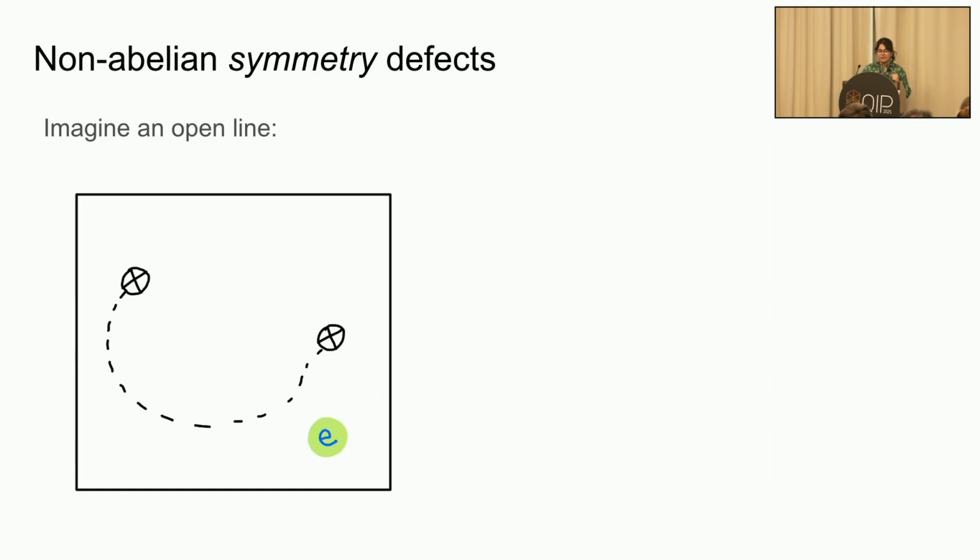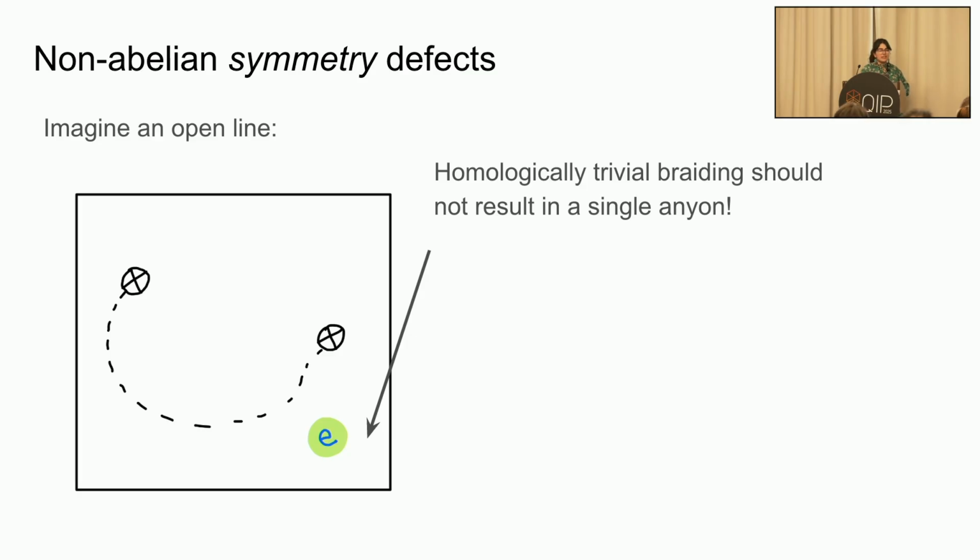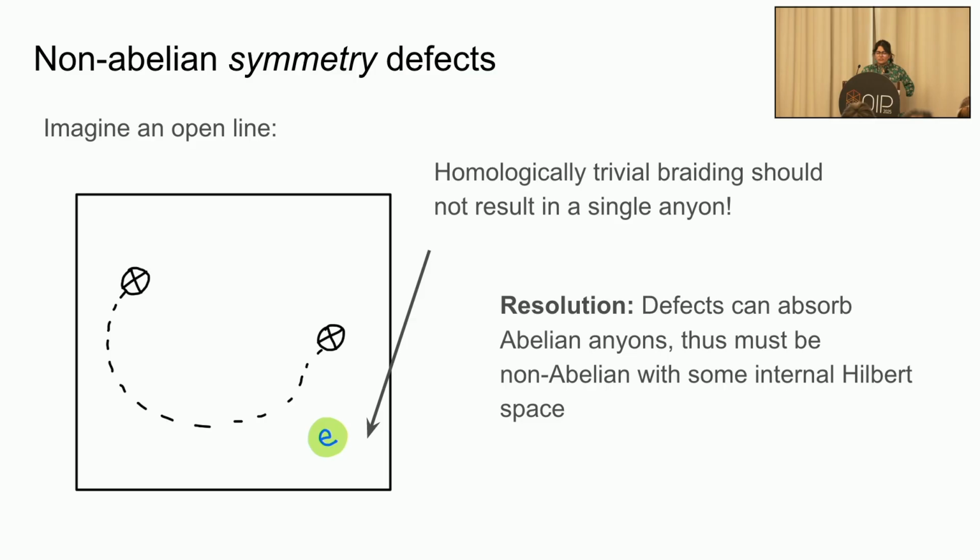So I am left with a single anion. And I've done nothing topologically non-trivial, so I should not have a single anion just lying around in my system. But the resolution to this is that this defect must host some non-abelian nature. It must have absorbed the extra anion that I'm missing, which means that it has this internal Hilbert space, which signals that it's really a non-abelian defect.